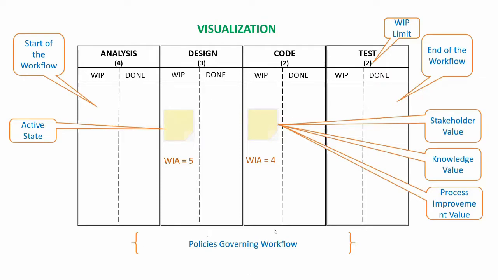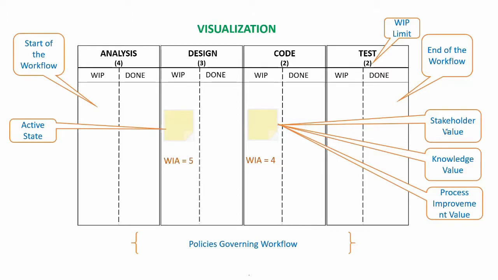There should be policies governing the workflow in the visualization. For example, a PBI which is in the design phase may get completed, but then it won't get pushed to the next phase, that is coding phase, but would rather sit in the done column here, so that it can be pulled into the coding column as and when there is a slot available as per the work in progress limit.